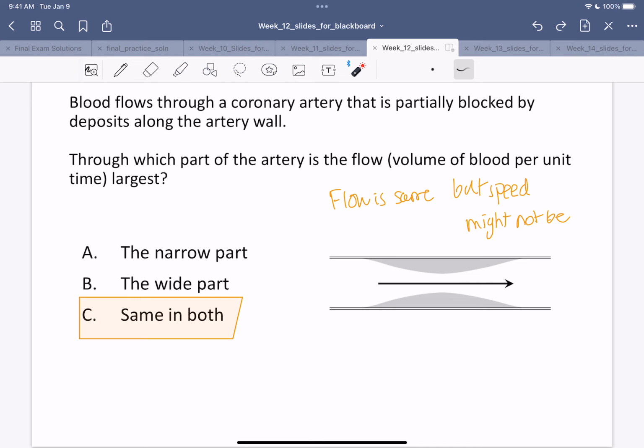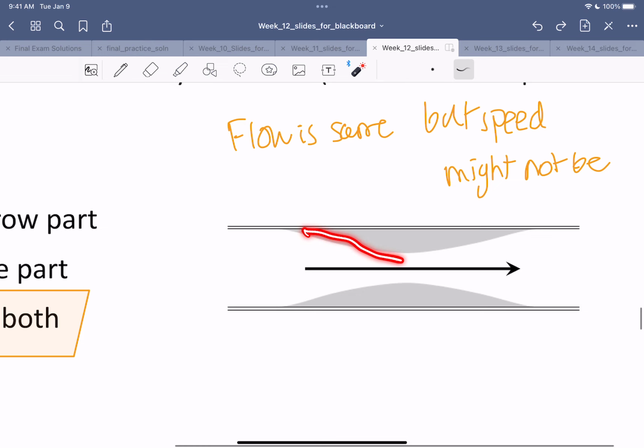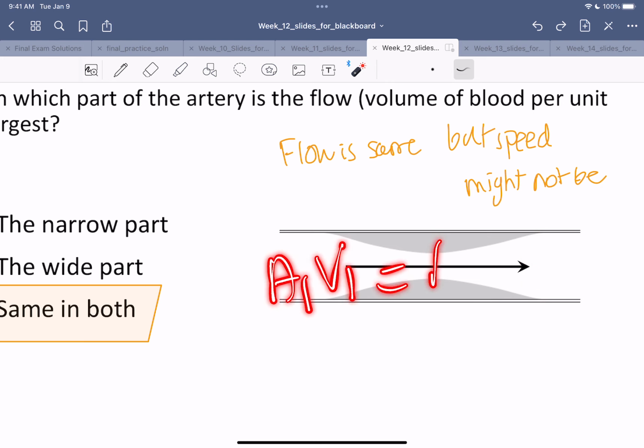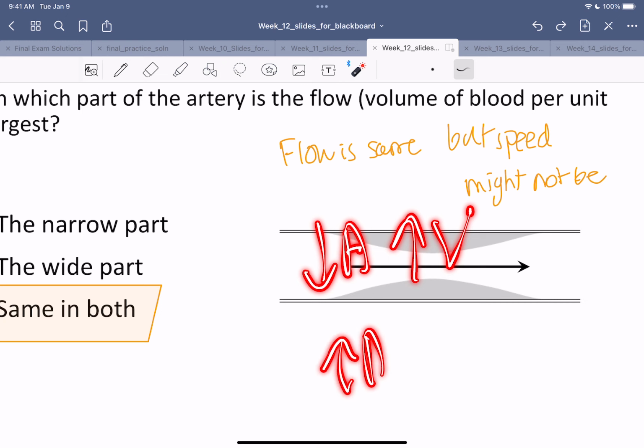Flow rate is the same, but in order for that flow rate to be the same, if we have a change in area, because obviously this part is narrower, we should see a change in the velocity or the speed to ensure that the flow rate is the same. So if we say Q1 here is equal to Q2 there, then A1 V1 is equal to A2 V2. So if we were to decrease the area, we should see an increase in speed. Decrease in area, increase in speed. Increase in area, decrease in speed.